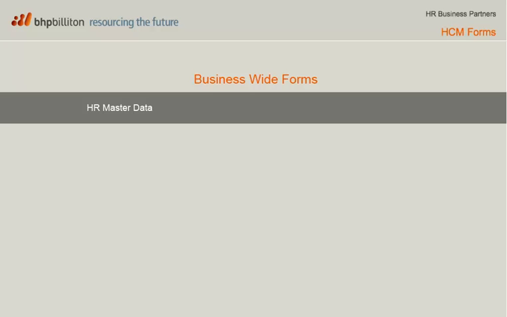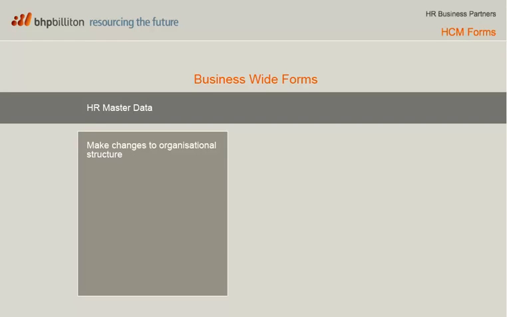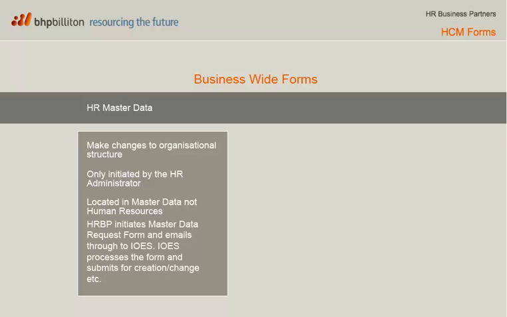The HR master data form is used to make changes to organizational structure. For example, position and org unit creations or delimits, cost center changes and major restructures. The form is only initiated by the HR administrator. It is located in the Master Data tab, not Human Resources. HRBP initiates master data request form and emails through to IOES. IOES processes the form and submits for creation, change, etc. The HRBP submits changes to the HR admin via a saved HR master data PDF form, spreadsheet or Visio.